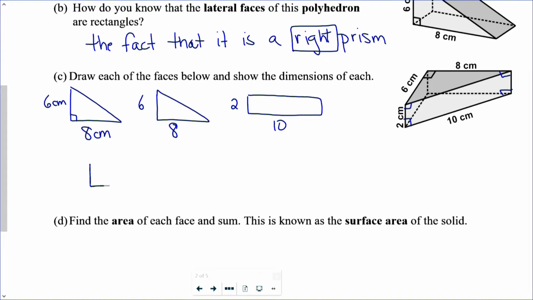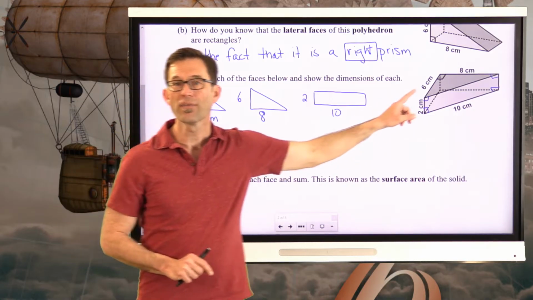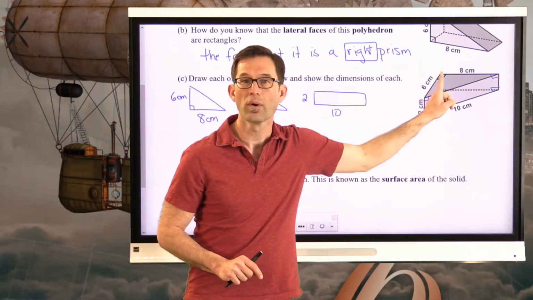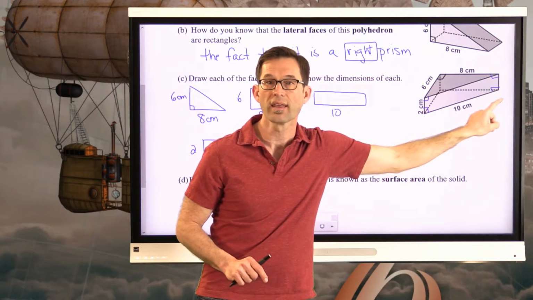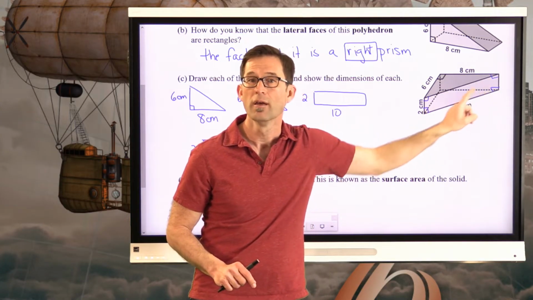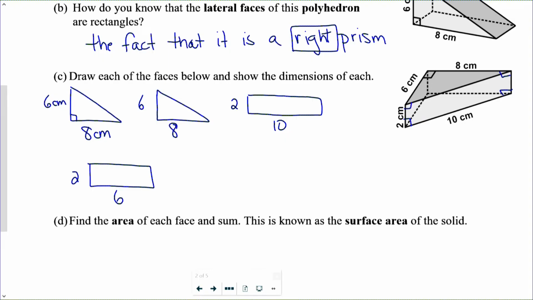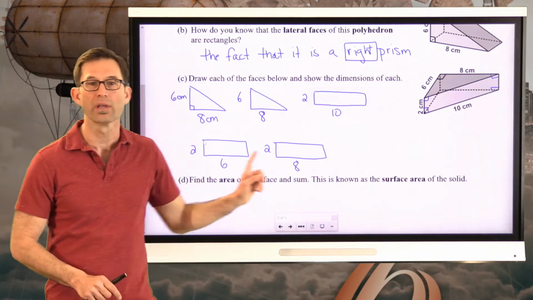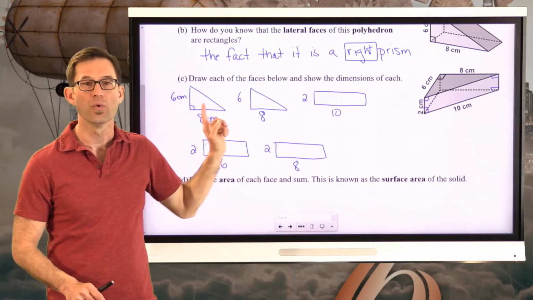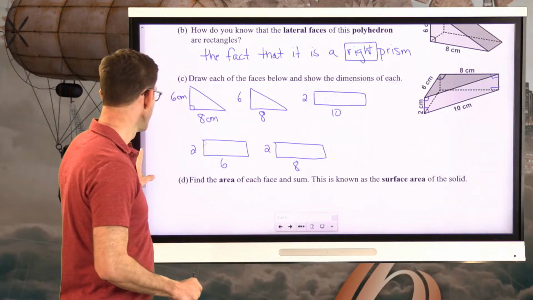So we've got one that is 2 by 6. And then finally, we've got the one that's kind of back here, right? And that one is 8 centimeters this way, and again, 2 centimeters that way, because it's the same as this particular length. So finally, we have 8 and 2. So we've got these 5 faces, right? 3 lateral faces and 2 identical bases.